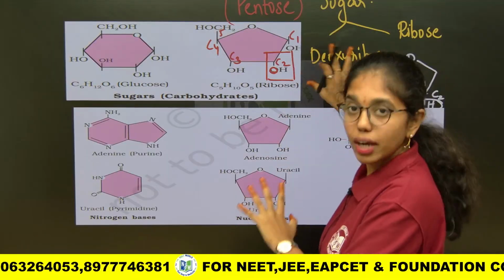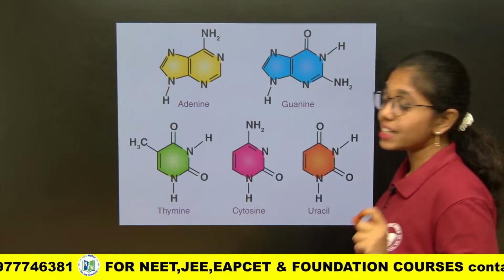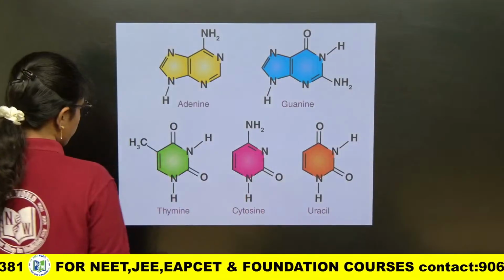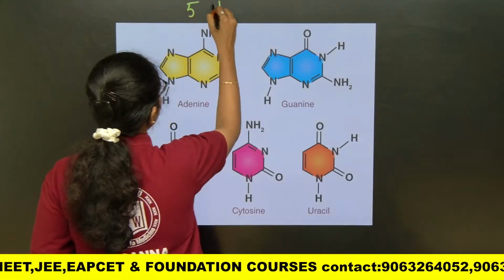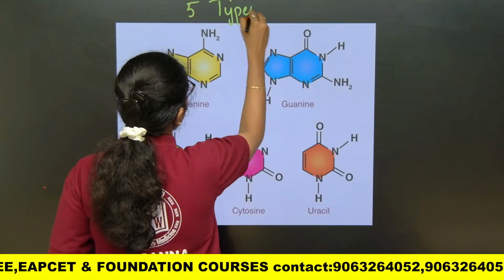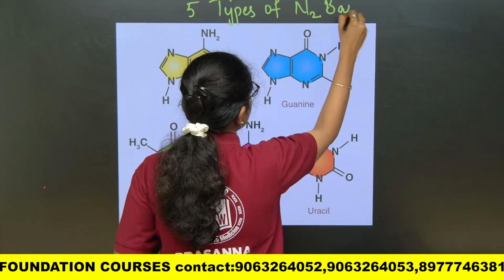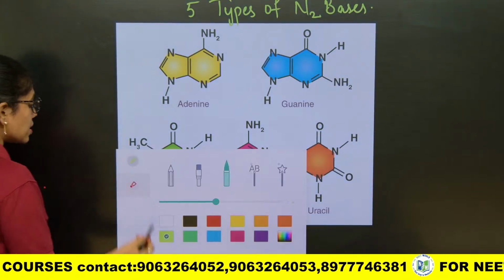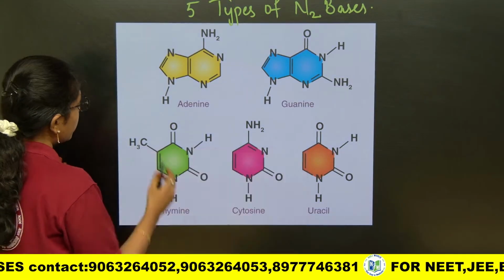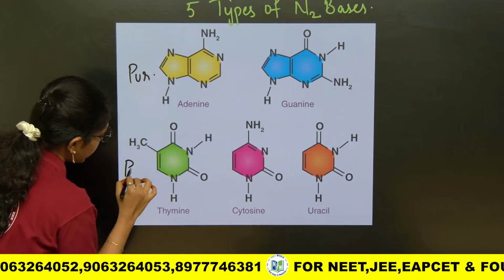Now you have understood about sugar, beta, let's get into nitrogen bases. As such, how many types of nitrogen bases do we have? 5 types of nitrogen bases we have. What are they? 2 purines and 3 pyrimidines. Purines and pyrimidines.